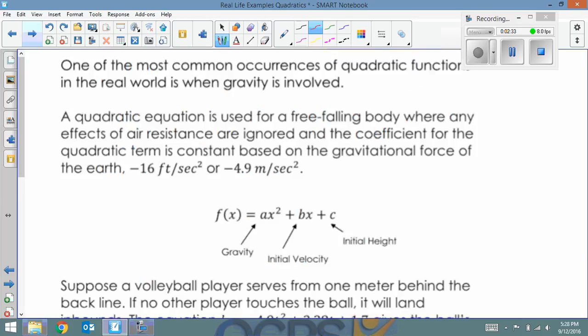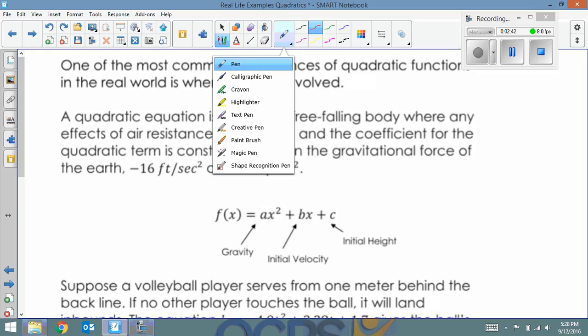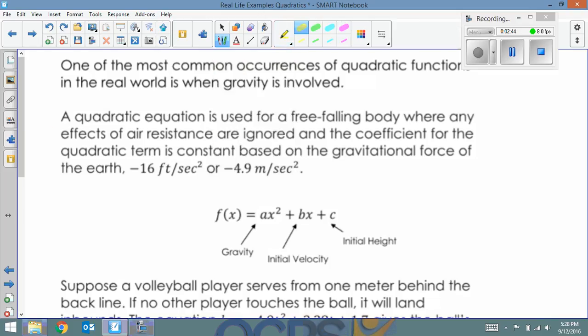One of the most common occurrences of the quadratic functions in the real world is when we involve this thing called gravity. A quadratic equation is used for a free-falling body where any effects of air resistance is ignored and the coefficient for the quadratic term is constant based on the gravitational force of the Earth, which is either negative 16 feet per second squared or negative 4.9 meters per second squared. That depends on what you are talking about in terms of your units.